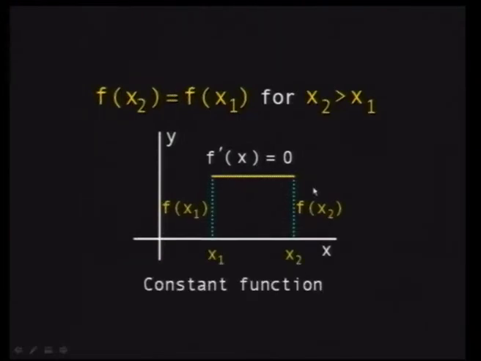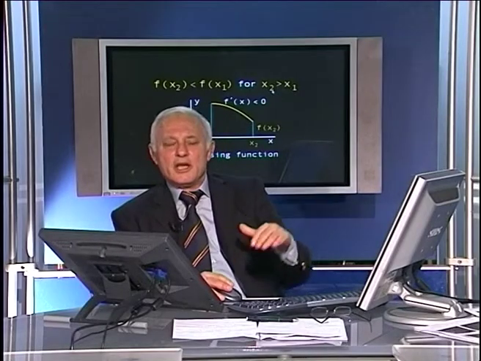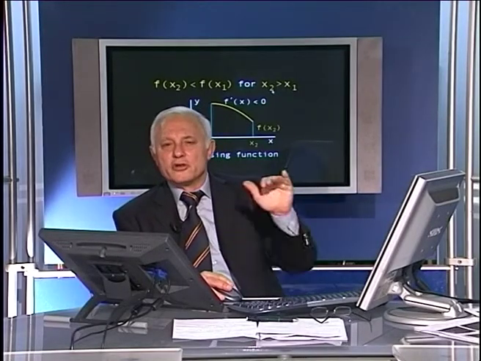Here you have a constant function. When the derivative is 0, you call the function a constant function. This is when your function attenuates. It declines like this. Here it means that your derivative is negative. When you have a function whose derivative is negative, then it means that the function decreases.